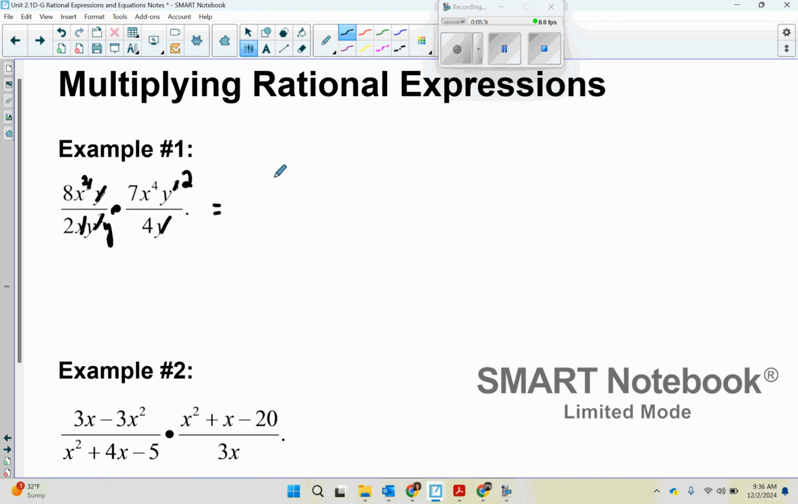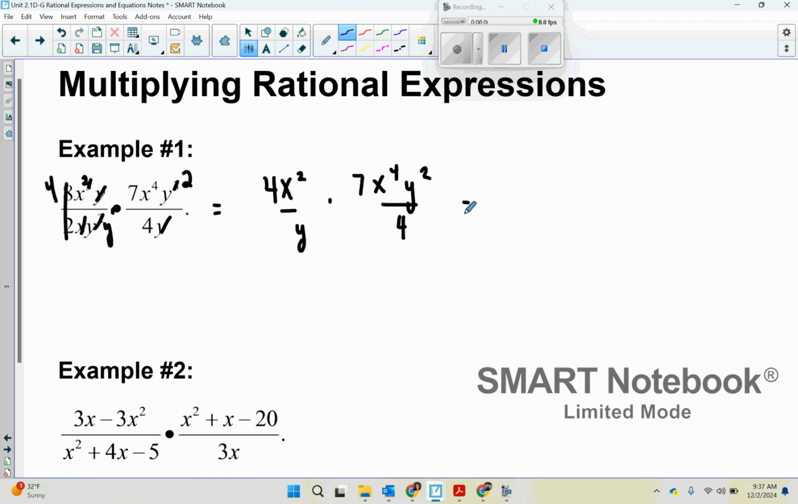So I'm just going to clean down what we have a little bit in this case. So we had 8x squared over 2y times 7x to the fourth, in this case y squared over 4. And we can actually cancel here, at least 8 over 2 can be simplified. If you want to do that in step 1, you can, and you can just make that 4. Just make sure it stays in the numerator. 8 over 2 is indeed 4.